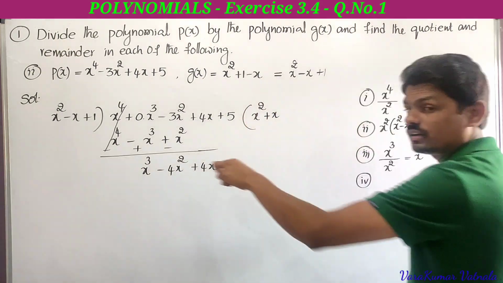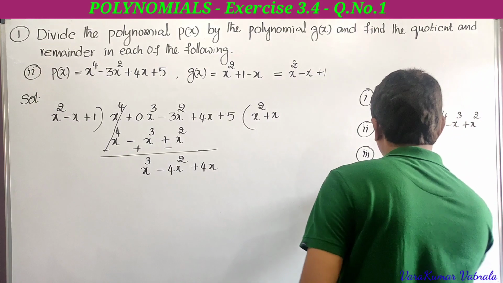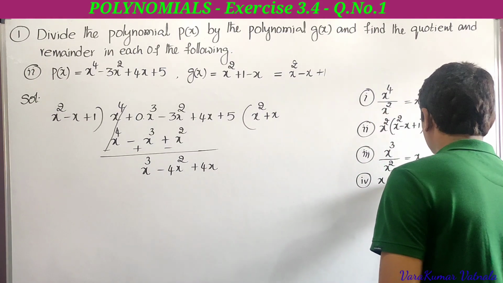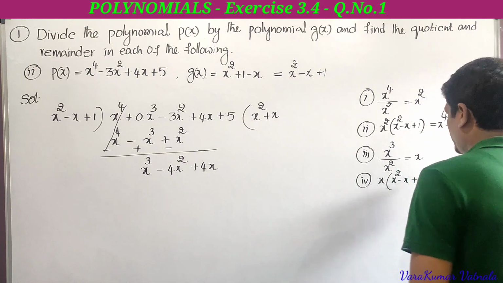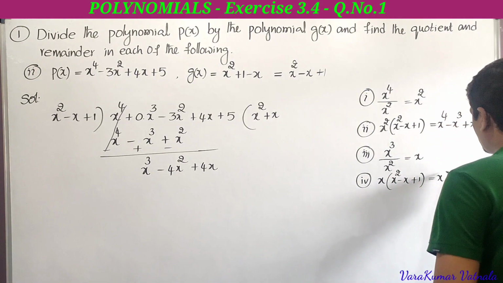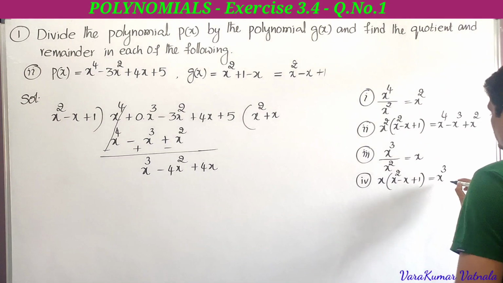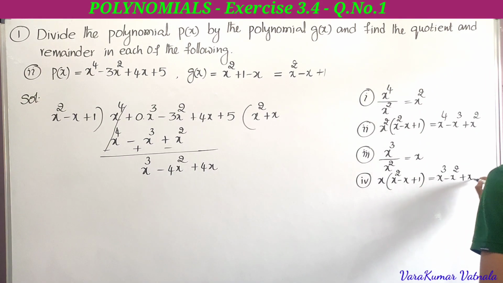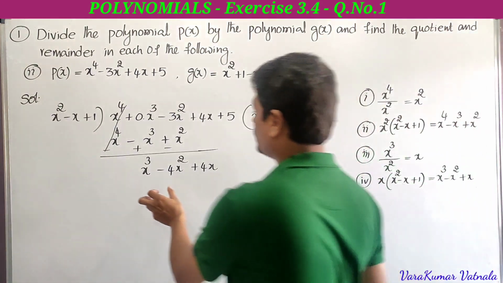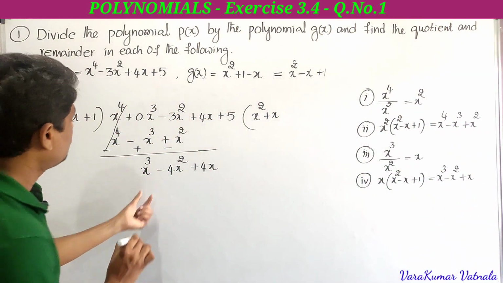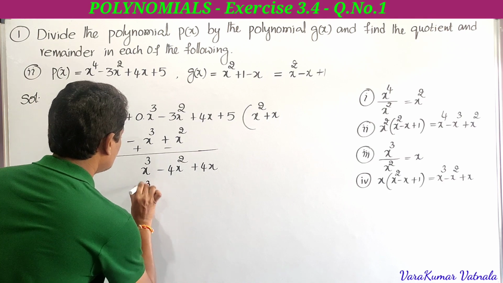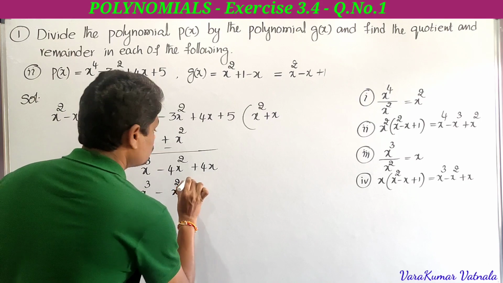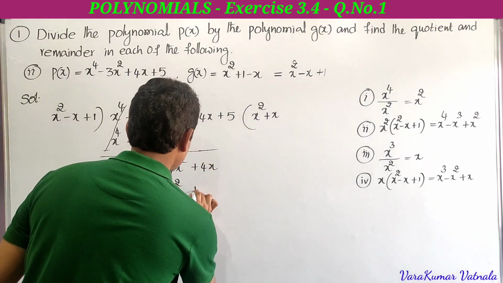So in the fourth step, multiply the divisor with x: x into x square minus x plus 1. So multiply here, x into x square, we get x cube, x into minus x square, x into plus 1, plus x. Now write below the terms of the dividend: x cube below the x cube term, and minus x square, and plus x.